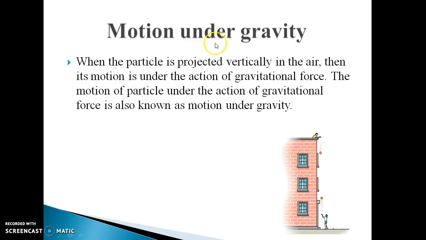Motion under gravity. When the particle is projected vertically in the air or it is thrown vertically down, then its motion is under the action of gravitational force. The motion of a particle under the action of gravitational force is known as motion under gravity.